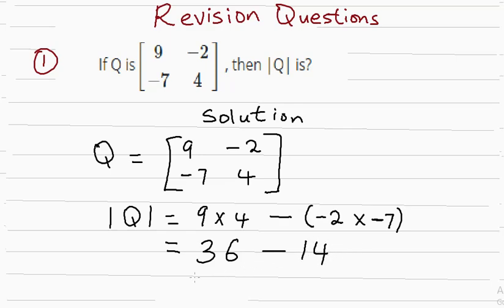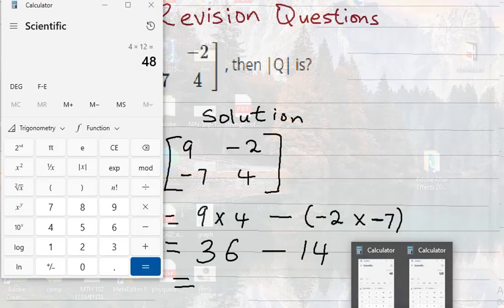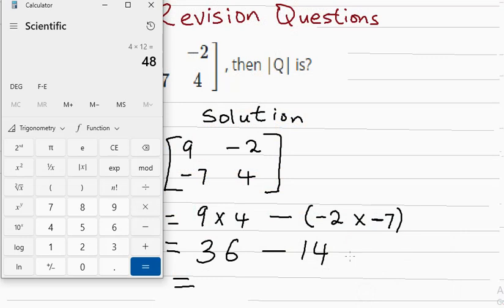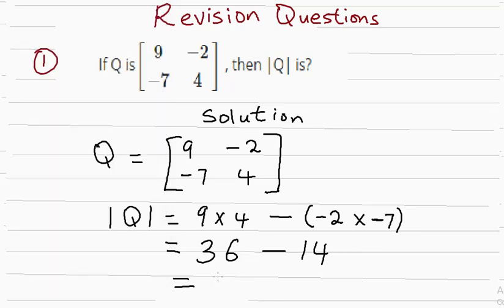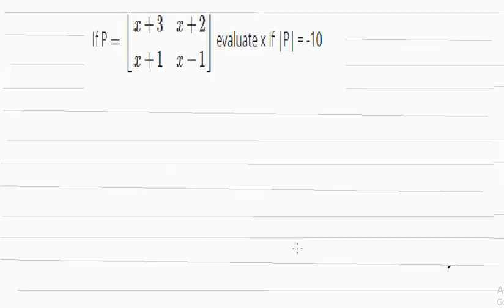So 36 minus 14. Let's do that. 36 minus 14 is 22. So the determinant of that matrix is 22, as simple as that. Okay, so here I have another question. Maybe I can still rewrite it so that it will look clear.